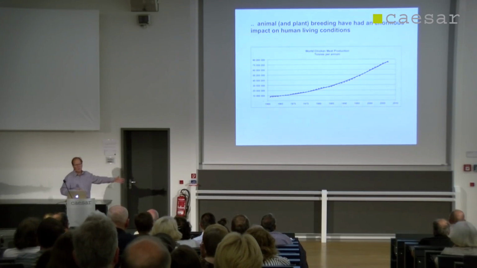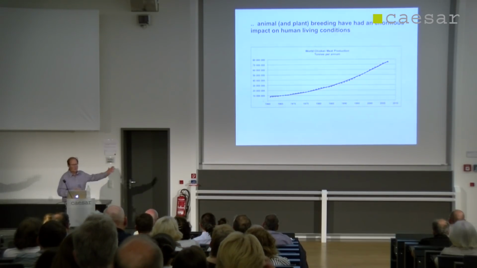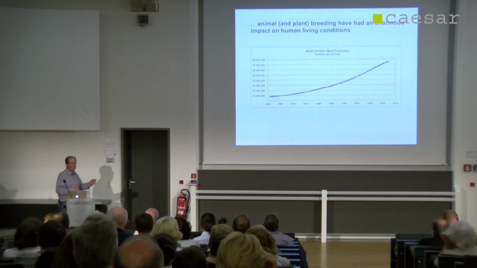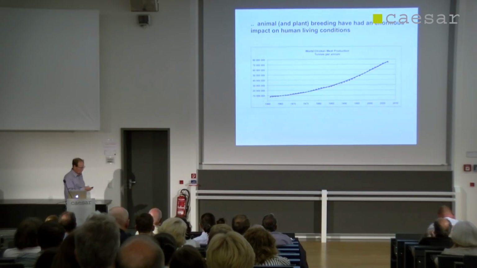So even small, of course, industrial production in Europe, but also small farms in Africa can take advantage of these improved lines. You can get more meat with less feed and in a shorter time.